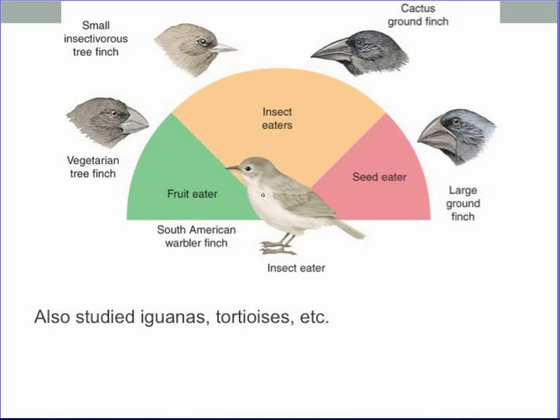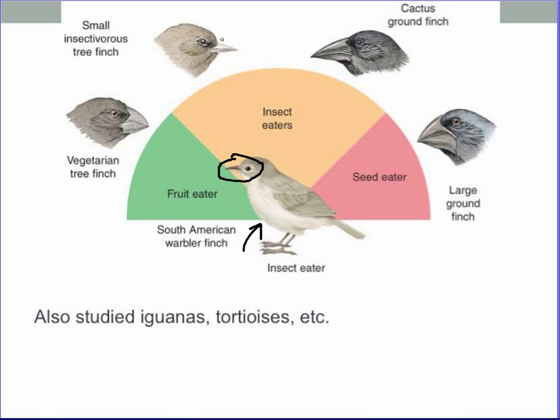And here we have a perfect example. He used finches. So the original South American warbler finch from the mainland here had a beak that looked like this, and it was an insect eater. So what he noticed was that all of the finches, their beaks had changed ever so slightly according to what was most available on the island that they were on.